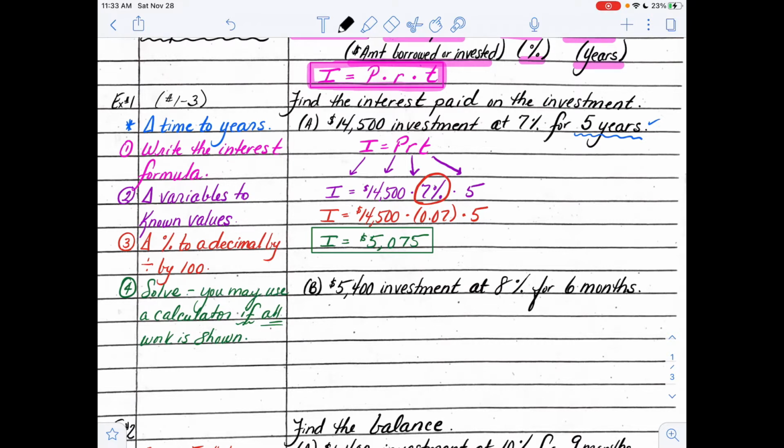How much money are they going to pay you for letting them borrow that money, or for you investing it into their product? So the first thing we always do before you even get started is change the time into years. You always want to look at the time first. Here I can see that it is already in years, so I can leave it that way. That looks perfect. Next, for each problem, we write that interest formula: I equals PRT. Interest is the principal times the rate times the time.